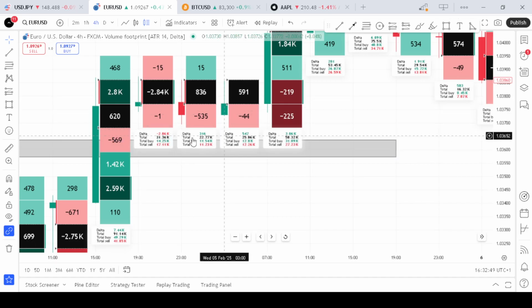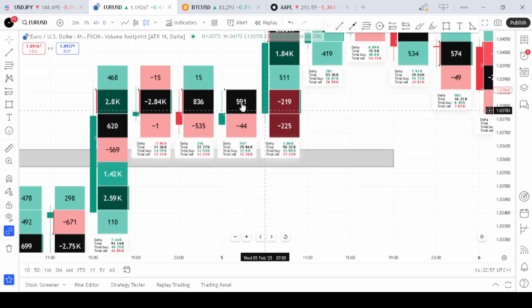And as we can see, when price got to this area, we can see a positive delta signifying strong buying pressure. This is how we can take charge of this strategy. Be conscious of whatever you see at this area, because it signifies that the support is going to hold.